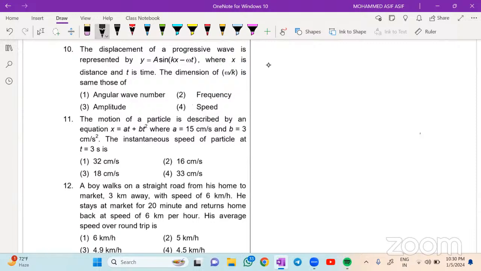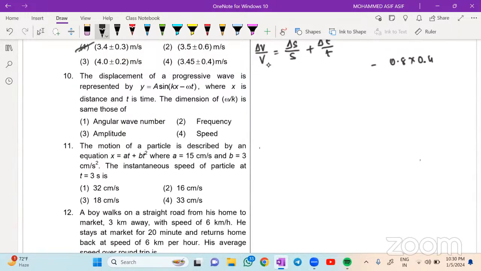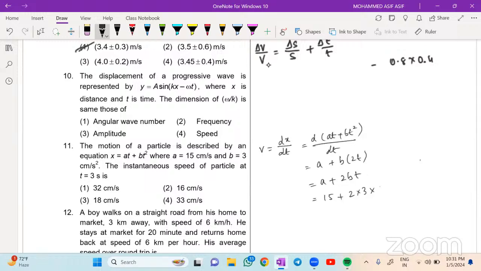Anyone? X is given, a value is given, b value is given, instantaneous speed is asked. Direct question. V is equal to dx divided by dt करना है, differentiation बस. This is equal to d of X की वैल्यू कितनी है? at plus bt square divided by dt. इसमें ये constant है. dt by dt will be 1, plus b times the differentiation of t square, which is 2t. So it is a plus 2b into t. Value of a is given, that is 15, plus 2 into b, value 3, into t. So it is 15 plus 6 into t.